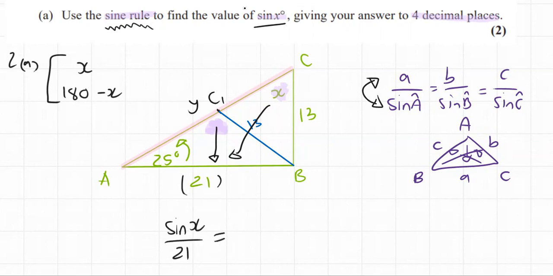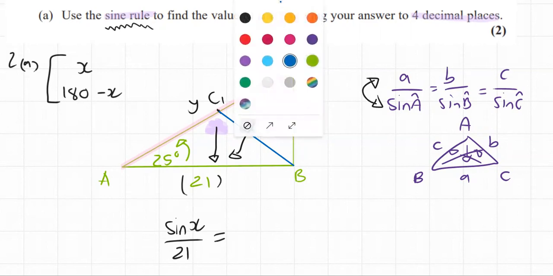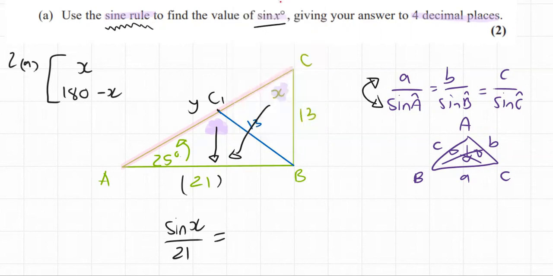And then we choose another one. So what will this be equal to? Well, we have the angle 25. What side is that opposite? Well, 25 is opposite the 13. It doesn't matter if the 13 was here or here. Our 25 is still opposite. So we say sine of 25 over 13.